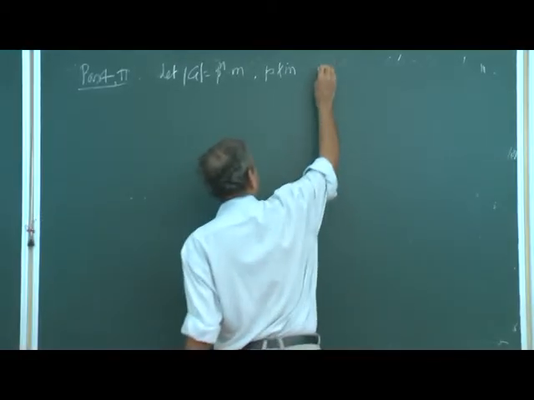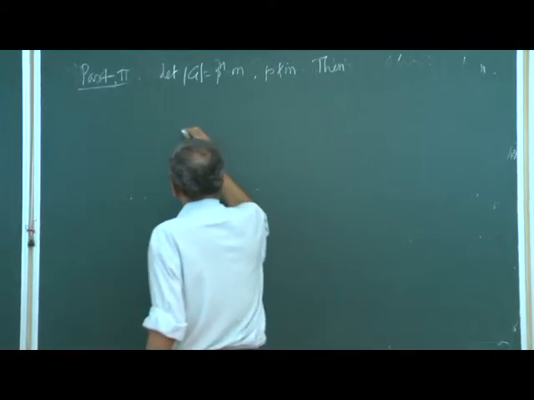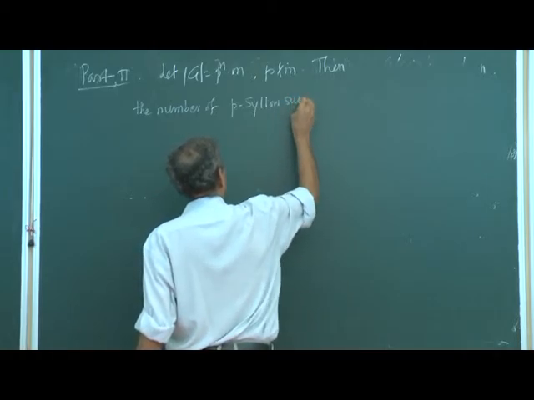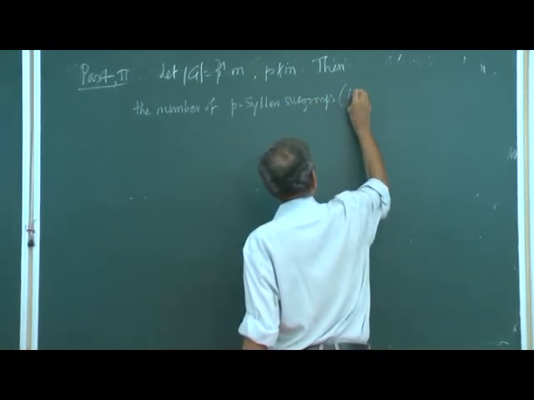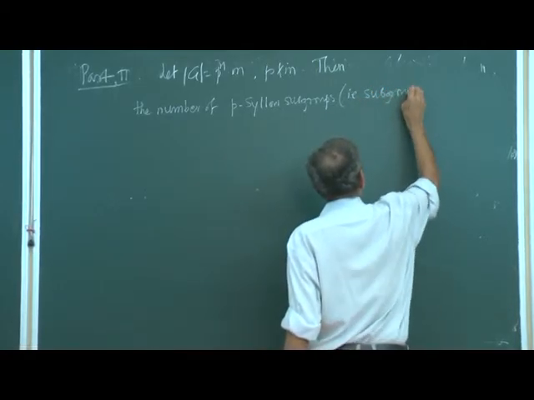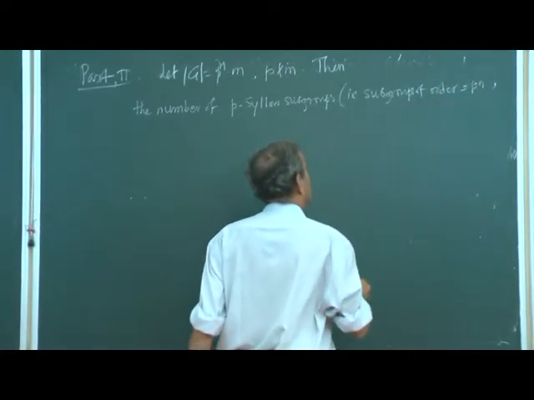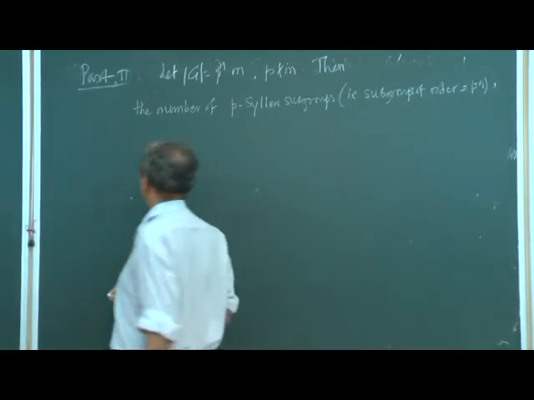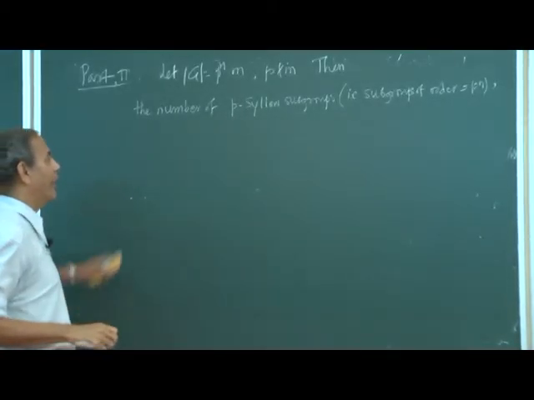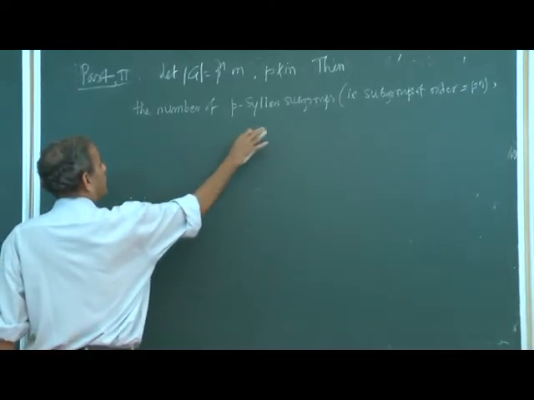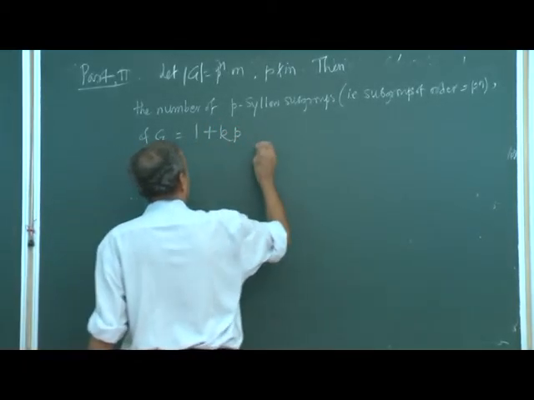Part two of the Sylow subgroup theorem. Let the order of G be equal to p raised to n into m, where p does not divide m. Then the number of Sylow p-subgroups, that is subgroups of order exactly equal to p raised to n, they are called Sylow p-subgroups, and the existence is guaranteed by part 1. But now part 2 gives us exactly how many of them there are.